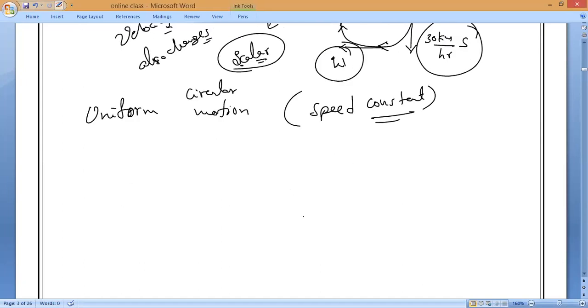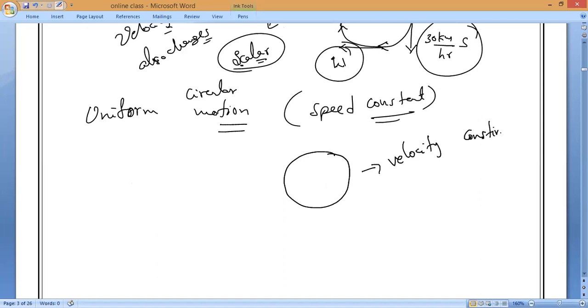Sir, in uniform circular motion, is the body in acceleration or not? The body is traveling in a circular path at constant or uniform speed, but the velocity is not the same. Understanding? Velocity will continuously change.